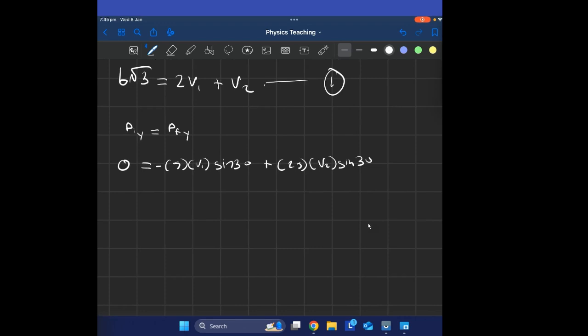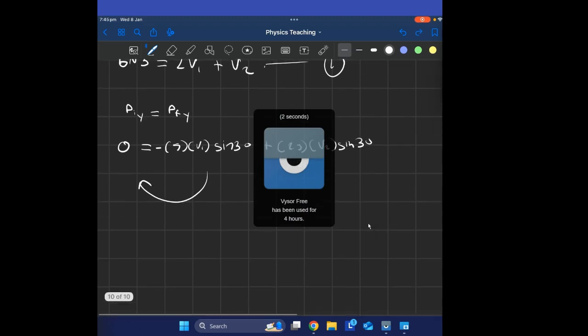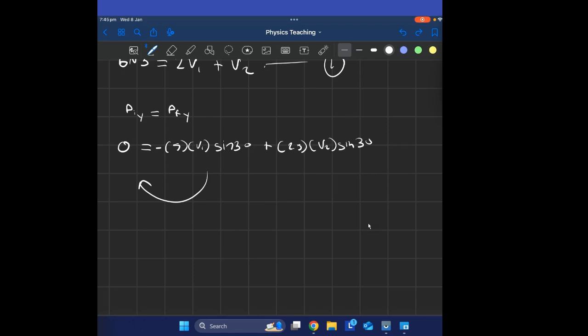So as you can see, we have this equation here. So let's bring this to this side so we can get rid of this minus plus here. So we bring this to this side, and sine 30 is half, by the way. So we have 5 on 2 v1 is going to equal 2.5 times sine 30, which is going to equal to 5 on 4, because this is 5 on 2 and this is half. This is going to be v2.